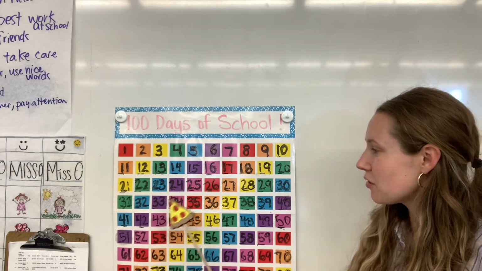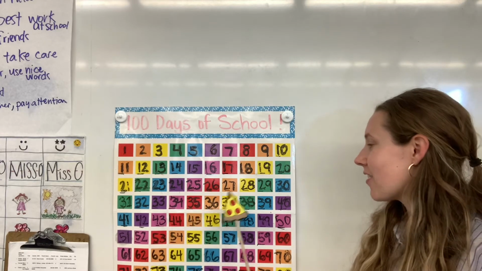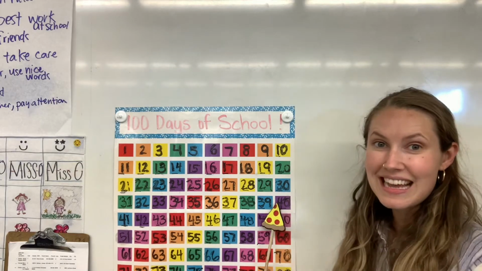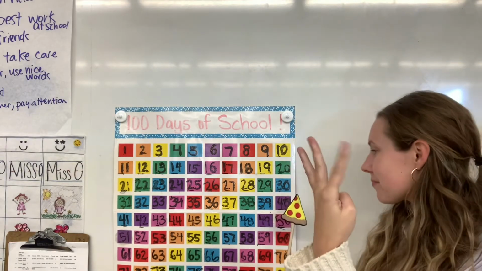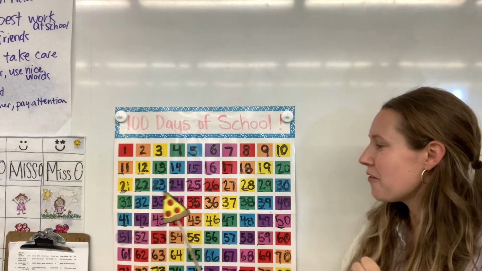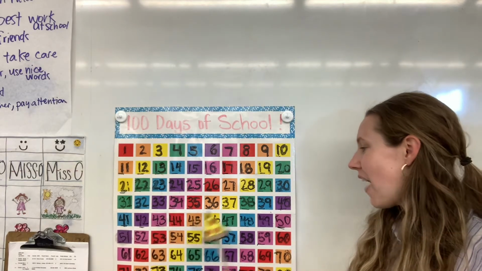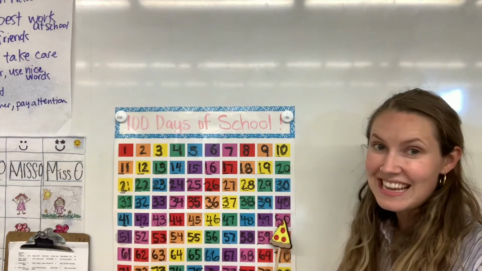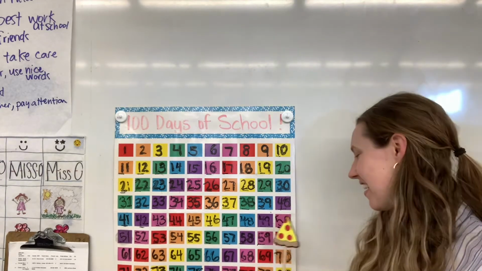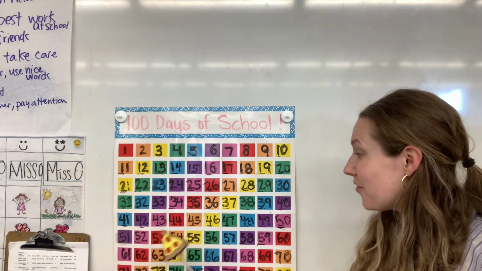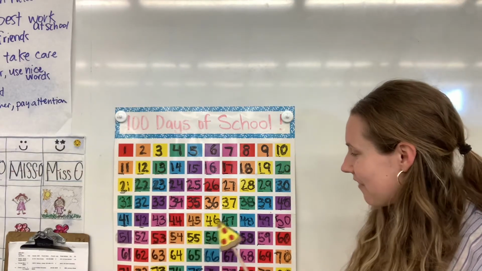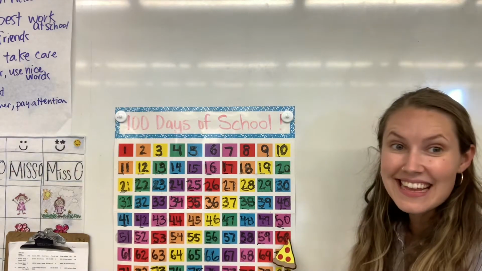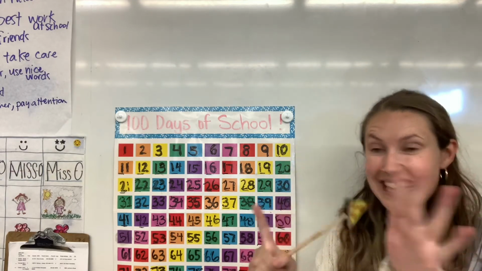31, 32, 33, 34, 35, 36, 37, 38, 39, 40. Now we have our 4s in the front. 41, 42, 43, 44, 45, 46, 47, 48, 49, 50. Now we have our 5 in the front. 51, 52, 53, 54, 55, 56, 57, 58, 59, and 60. And we see a 6 in the front.